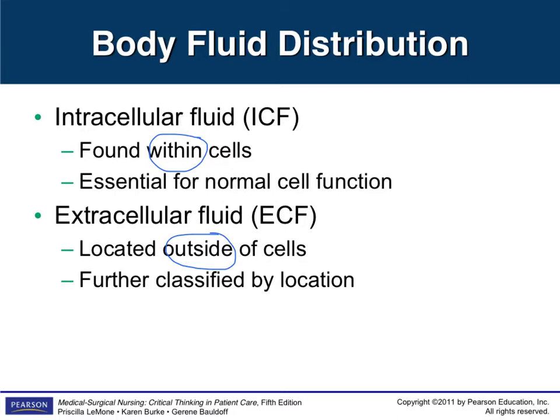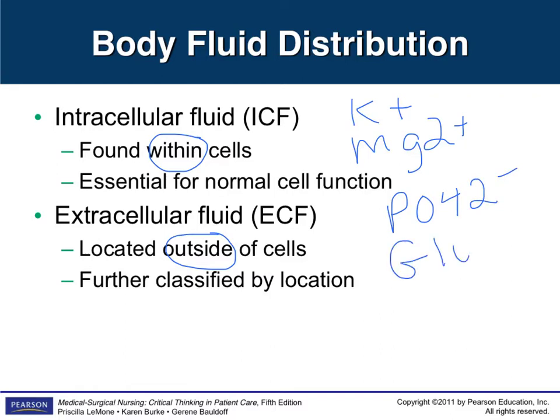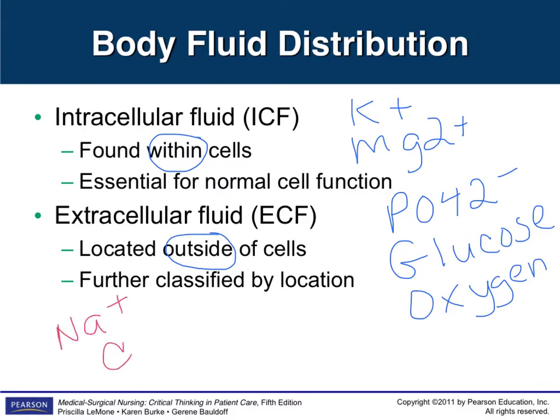So when we're talking intracellular fluid, that is within the cell, and we are talking about potassium, we are talking about magnesium, we are talking about phosphorus, we are talking about glucose, and oxygen. Now, when we're talking about extracellular fluid, we are talking about sodium, chloride, and bicarb.